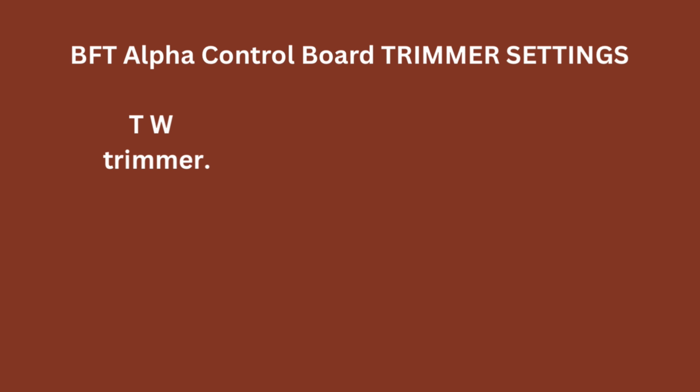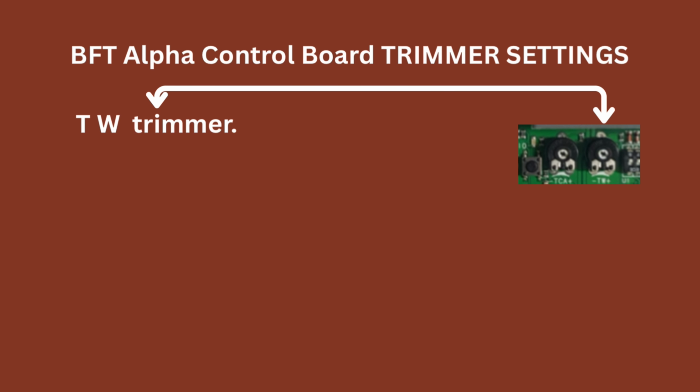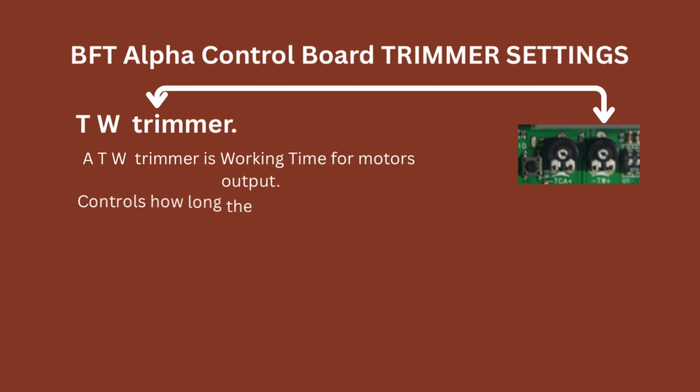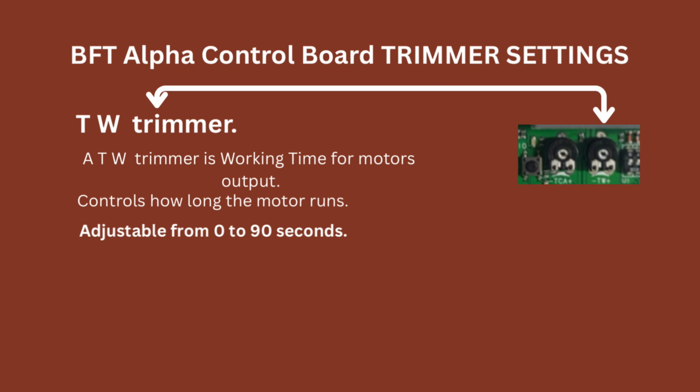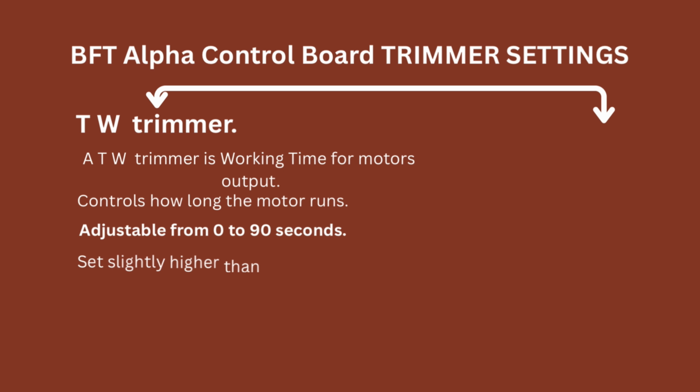TW trimmer. The TW trimmer is the working time for the motor's output. Controls how long the motor runs. Adjustable from 0 to 90 seconds. Set slightly higher than the actual gate movement time.